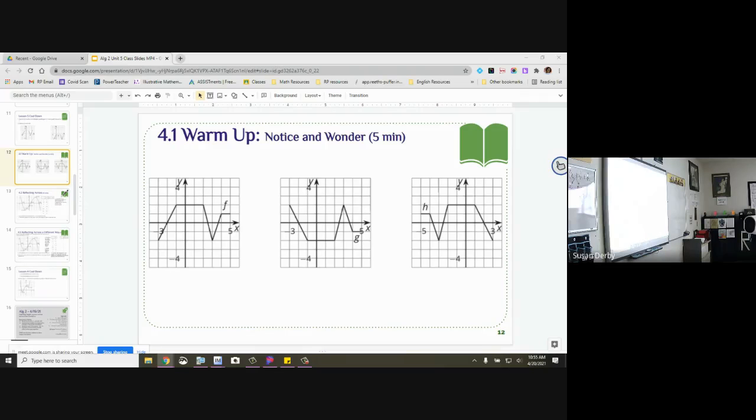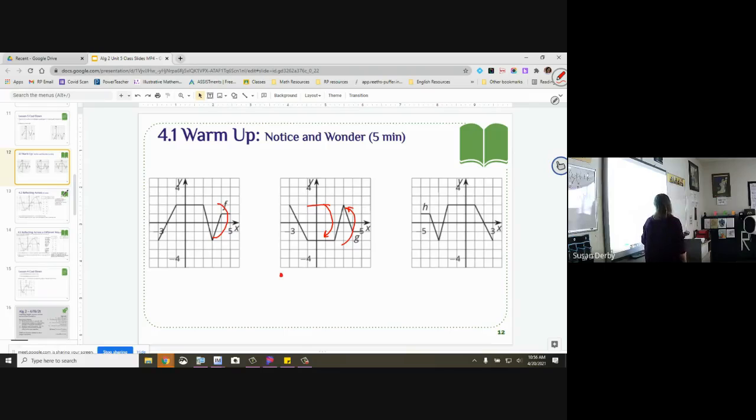Liv, what seems to be happening between f and g? All right, reflecting over the x-axis. Nice. So we took everything in f and we reflected it over the x-axis. Everything that was above the x-axis got flipped down below it. Everything that was below it got flipped up above it. And so what we did is we flipped it upside down. We reflected it over the x-axis.